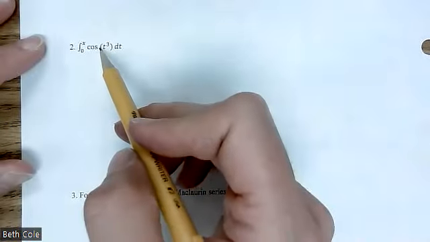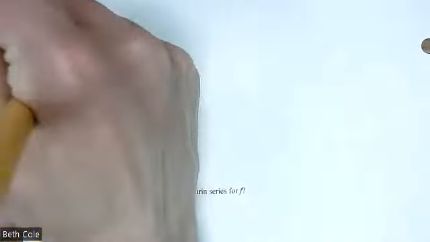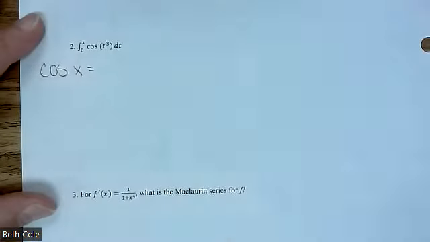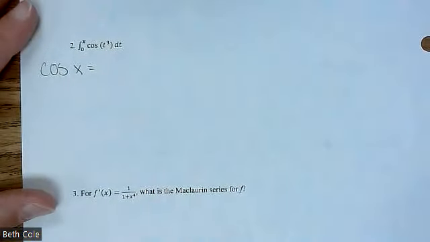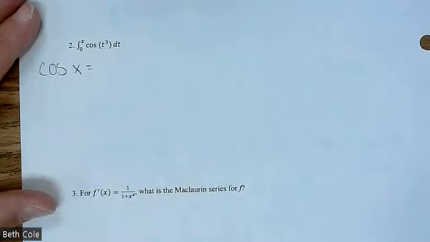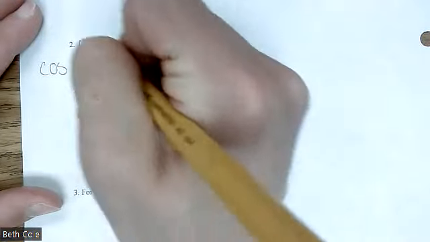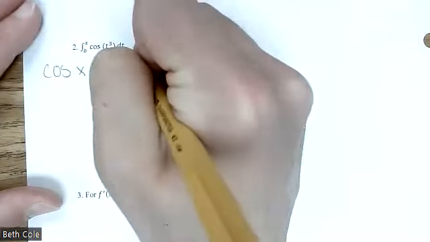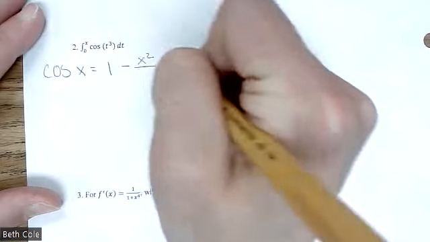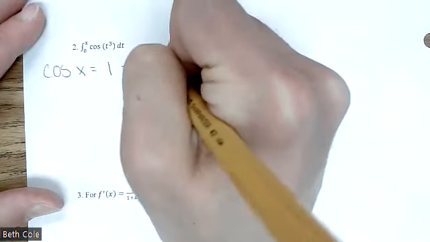All right, do you see how this one's cosine? Who remembers cosine? Now it's been manipulated, but let's do cosine. Do we have it memorized? I'll give you a hint. It starts with 1. Minus. Yes. Over 2 factorial. Good. Fourth.